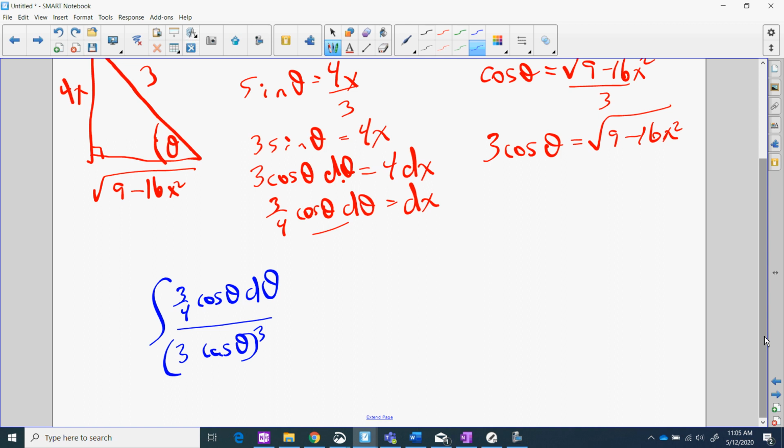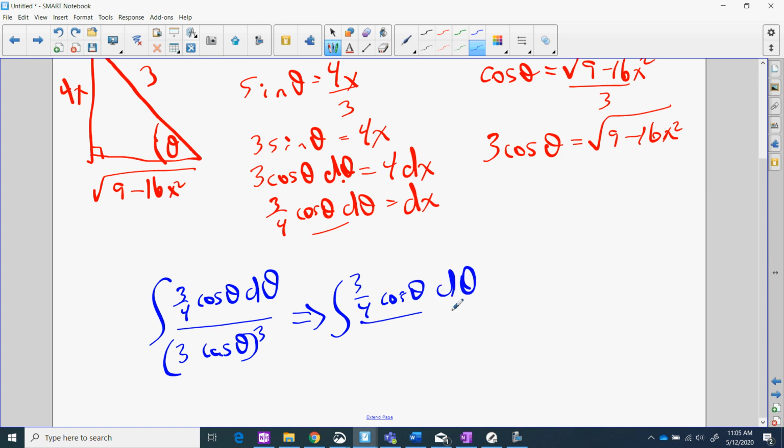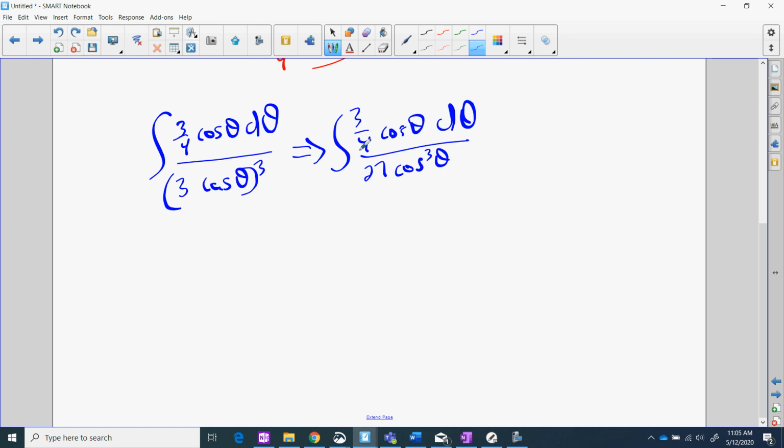Now let's see what I've got here. I don't normally like to work across this way, but just so we can see everything above us, I've got the integral of 3/4 cos of theta d theta. The bottom's going to become 27 cosine cubed of theta. And let's clean this. So I've got 3/4 over 27. 3/4 divided by 27 is the same as 3/4 multiplied by the reciprocal, 1 over 27. 3 goes into 27 9 times, so it's really 1 over 36.